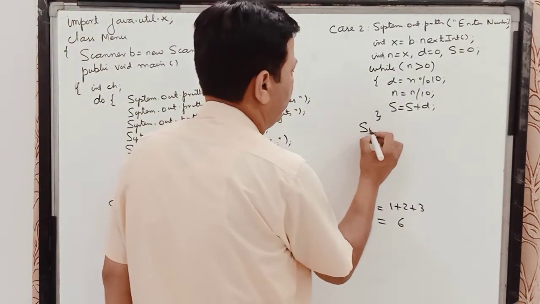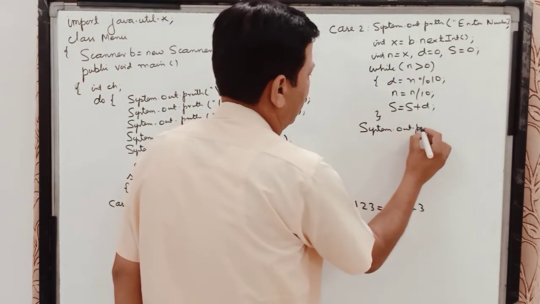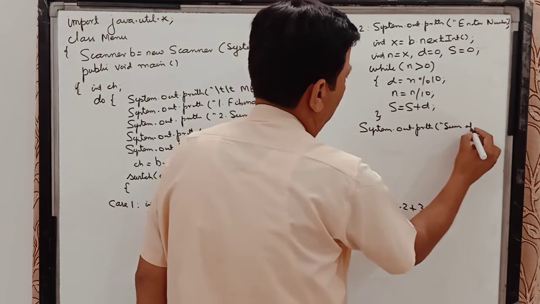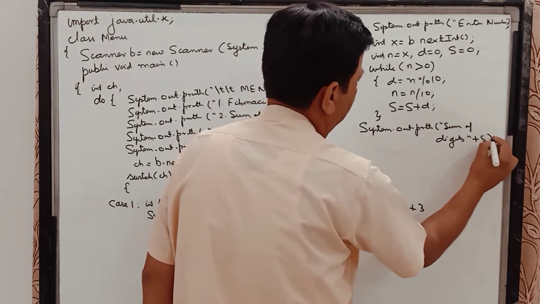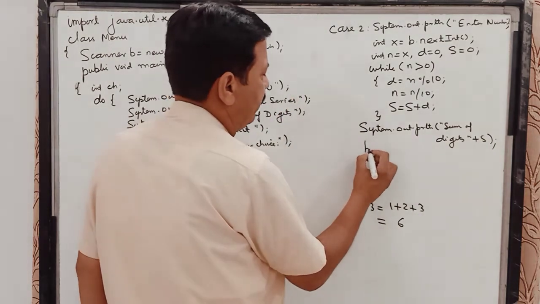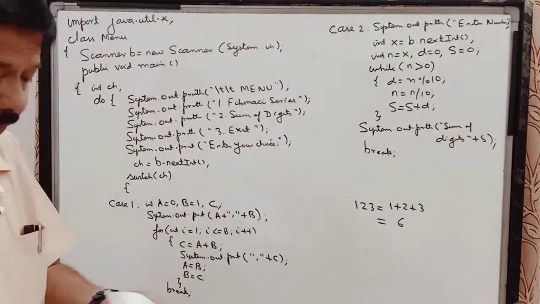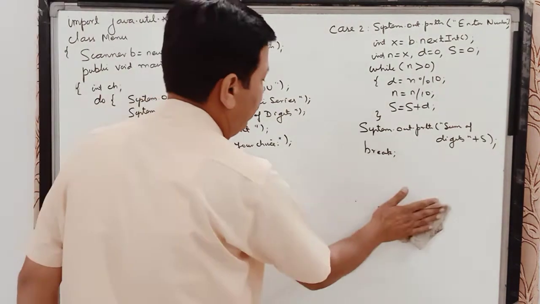And once this loop gets over, so I will display the sum of digits, and this is in S. And once I display this, my program or this part of the program is over. So what I do, children, now after completing this, I put a break statement.